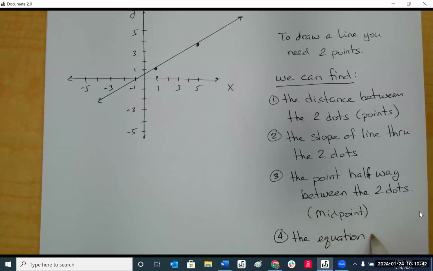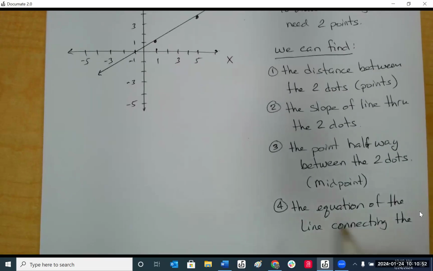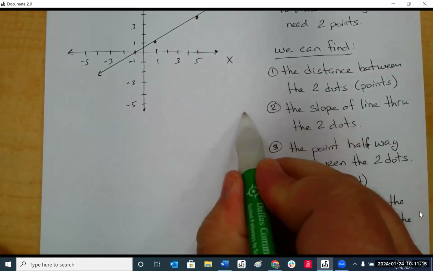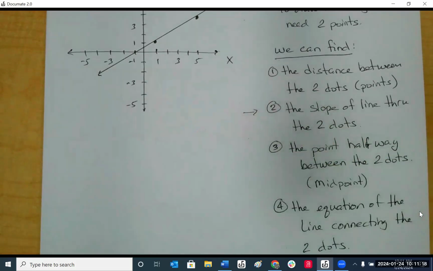We can find the equation of the line connecting the 2 dots. That's a lot of stuff from just 2 dots. So let's begin. Once you have 2 dots, let's find the slope.